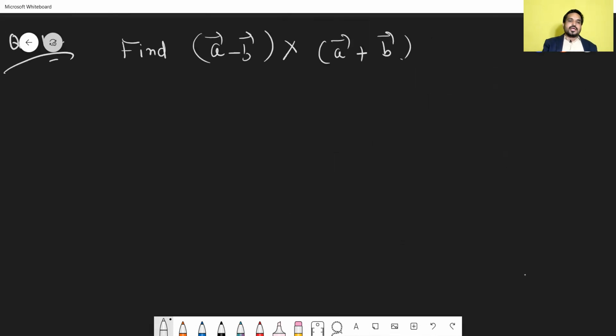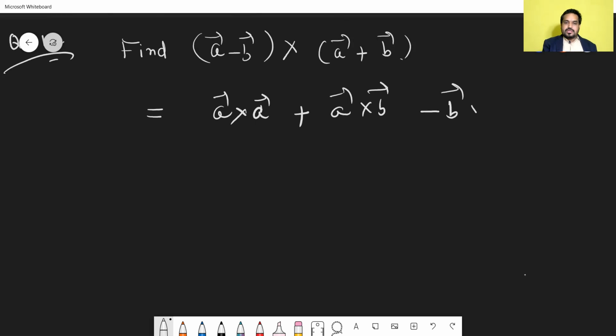Vector cross product (a − b) × (a + b). So how to solve it? a × a + a × b − b × a − b × b. Actually, students, cross products are distributive over addition, so here we have applied the distributive law.